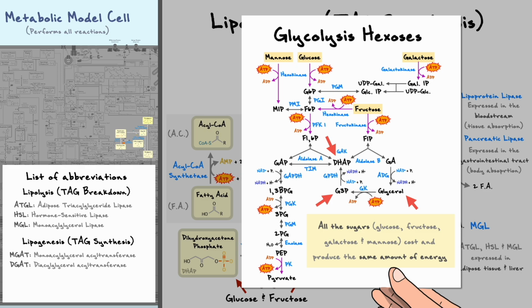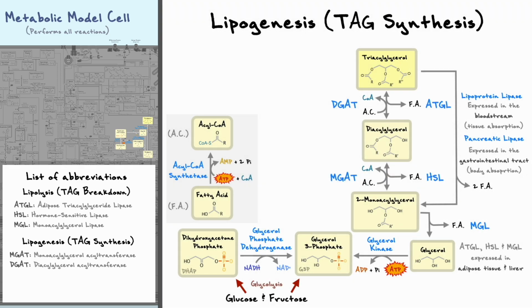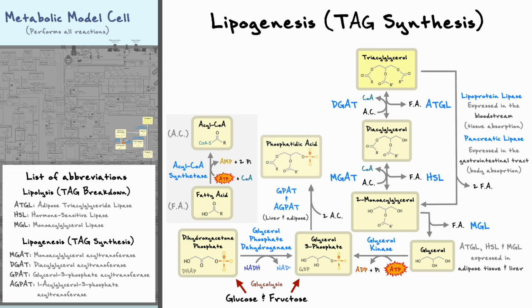In general, glucose and fructose are the main contributors to this since they are the two main sugars that we consume. Now, when the glycerol 3-phosphate is available, the liver and adipose tissue express GPAT and AGPAT, for which you can see the complete names on the left. These enzymes together take two acyl-CoAs and make phosphatidic acid. As you can see, phosphatidic acid is basically diacylglycerol but with an extra phosphate.